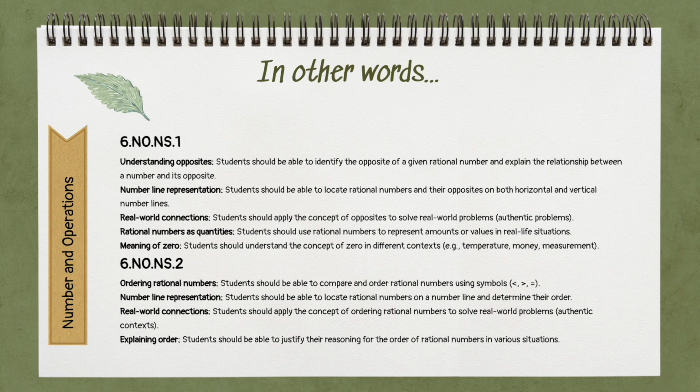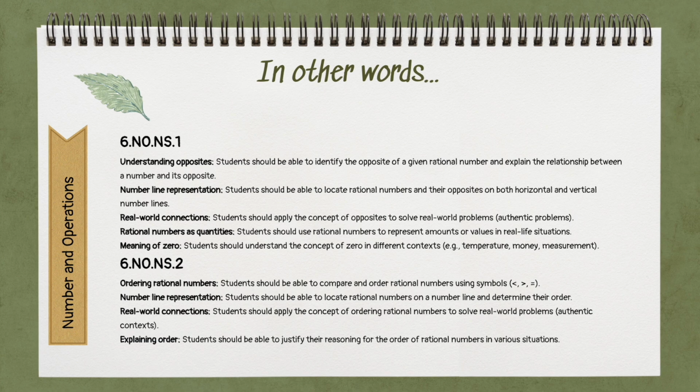After I decomposed each one of my standards, I looked at it a little bit and almost assigned what students should be able to do within those standards. So in the first standard, we should be able to understand opposites. They should be able to identify the opposite of a given rational number and explain the relationship between a number and its opposite.